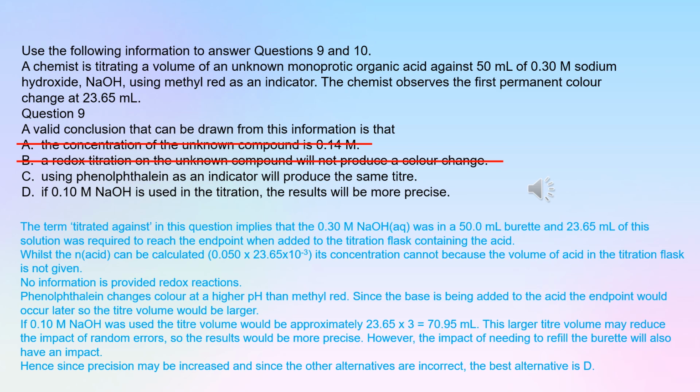and C is eliminated. If 0.10 M NaOH is used, the titer volume would be larger than 24 milliliters. This larger titer volume may reduce the impact of random errors, making the results more precise. However, the need to refill the burette will also have an impact. Since precision may be increased and the other alternatives are incorrect, the best alternative is D.